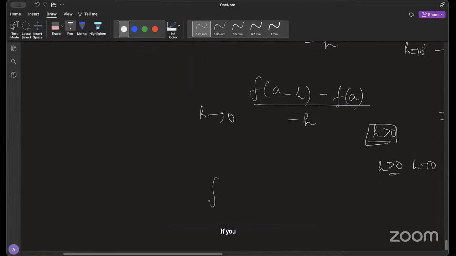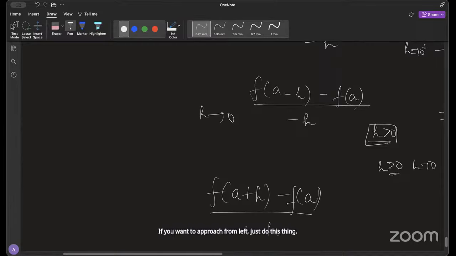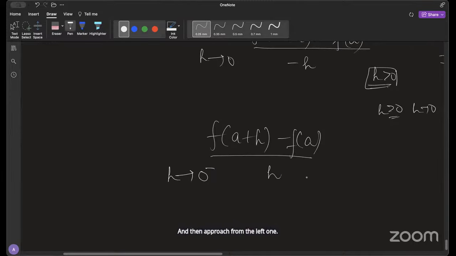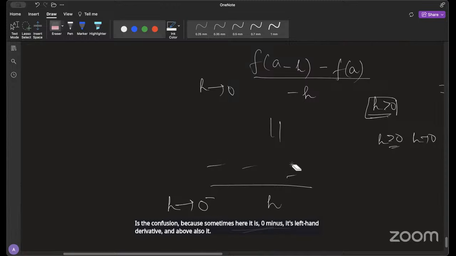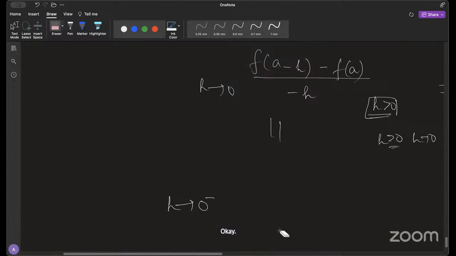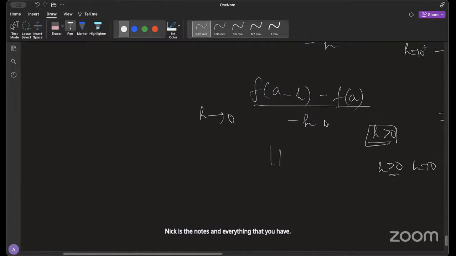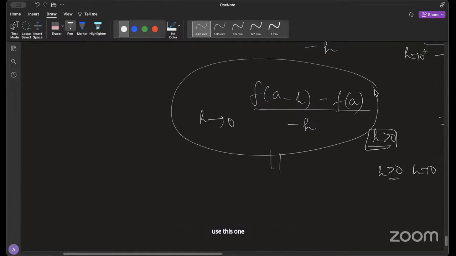If you approach that way, that's a different form. If you want to approach from the left, just do this, and then approach from the left one. Is that okay? These two are the same things. The confusion is because sometimes here it is 0 minus, it's left-hand derivative, and above also. That's why forget this one. Don't keep this in mind. Because of the notes and everything that you have, use this one by default. So just use this one.